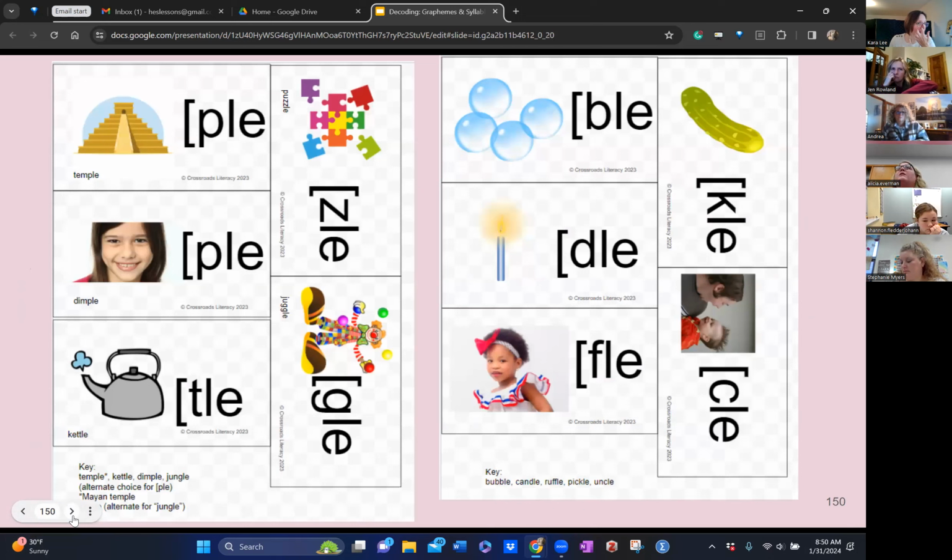Here's what those cards look like. Again, you can find a link to them in the concept manual when you scroll down to the consonant LE lesson.